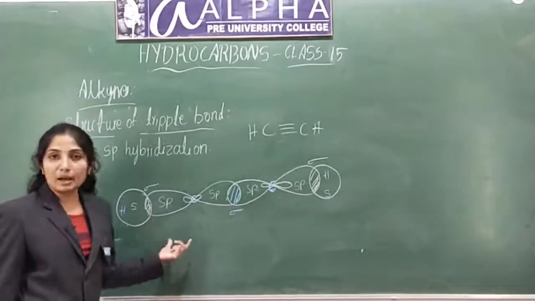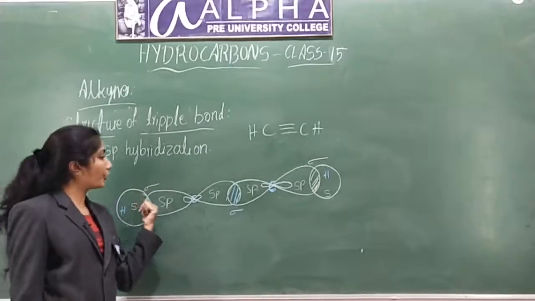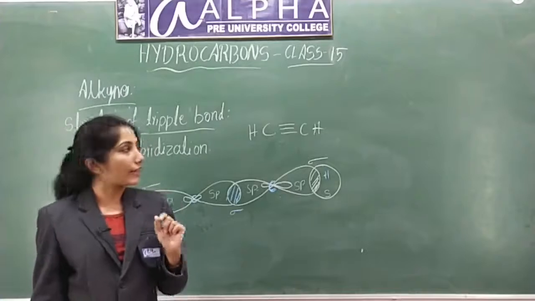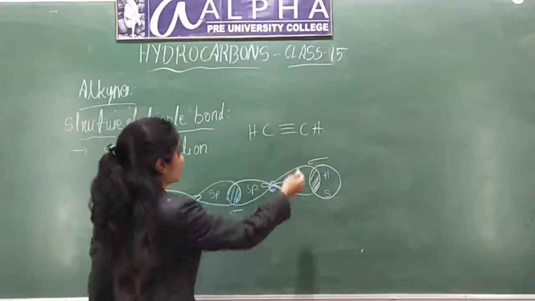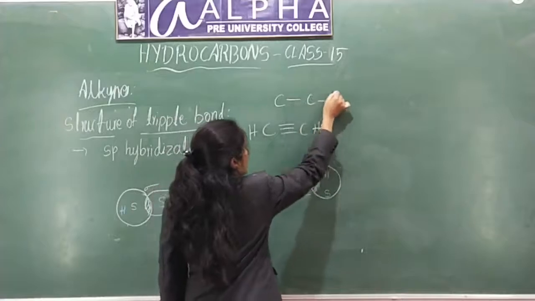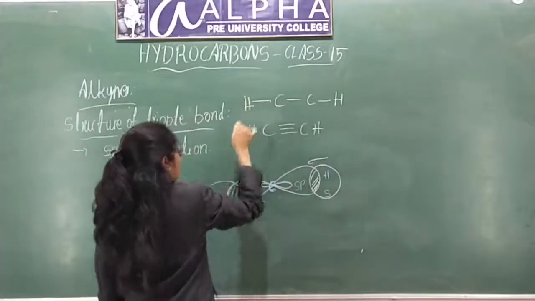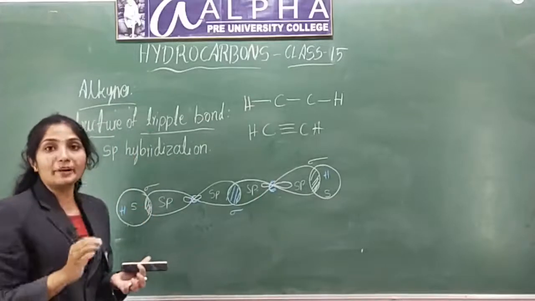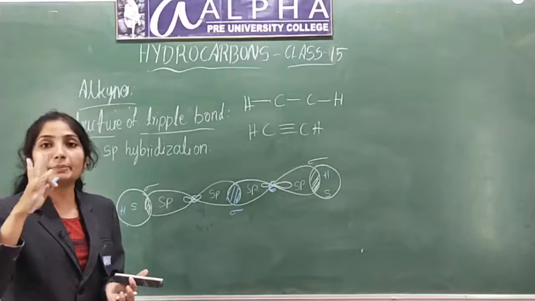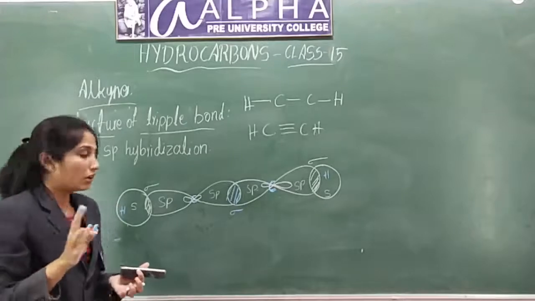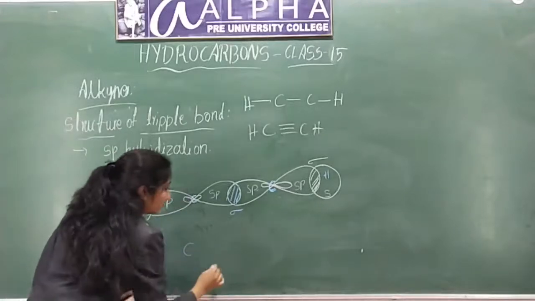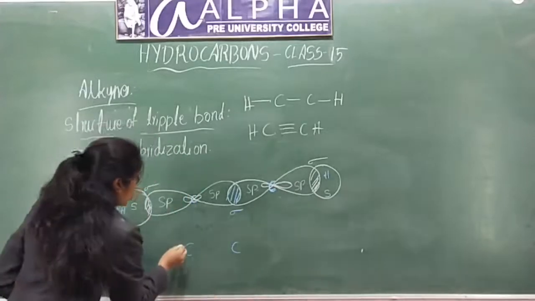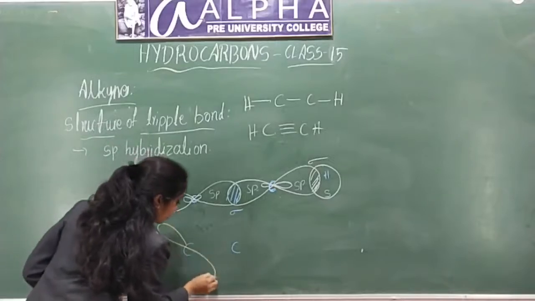How many sigma bonds are present? 1, 2, 3. 3 sigma bonds will be present in ethyne. It will be like this: H-C, single bond, C-H. Now this is over. Each carbon contains unhybridized orbitals. Two unhybridized p orbitals will be present on carbon.